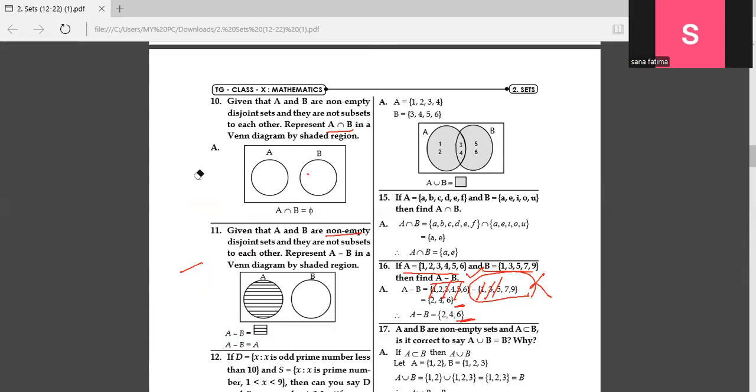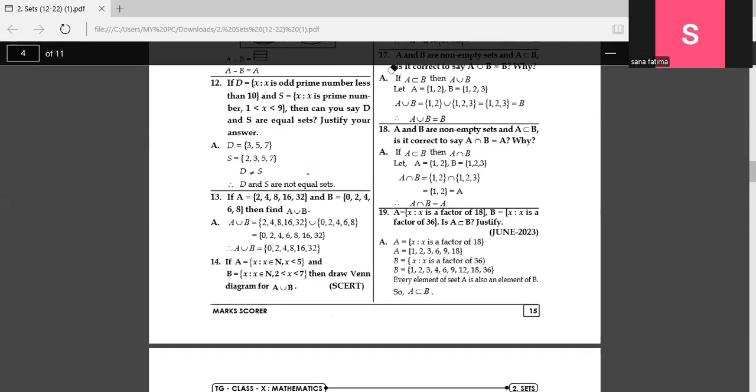This is a simple question, just a simple part of understanding. When there is intersection, no elements will be common. When there is union, elements will be common. Like this, when union is there, elements will be common, and when intersection is there, nothing will be common. And when A minus B is there, the A elements will be there, and the B elements will be completely ignored. So you have to understand the things while you are doing. Now let us see the next question.